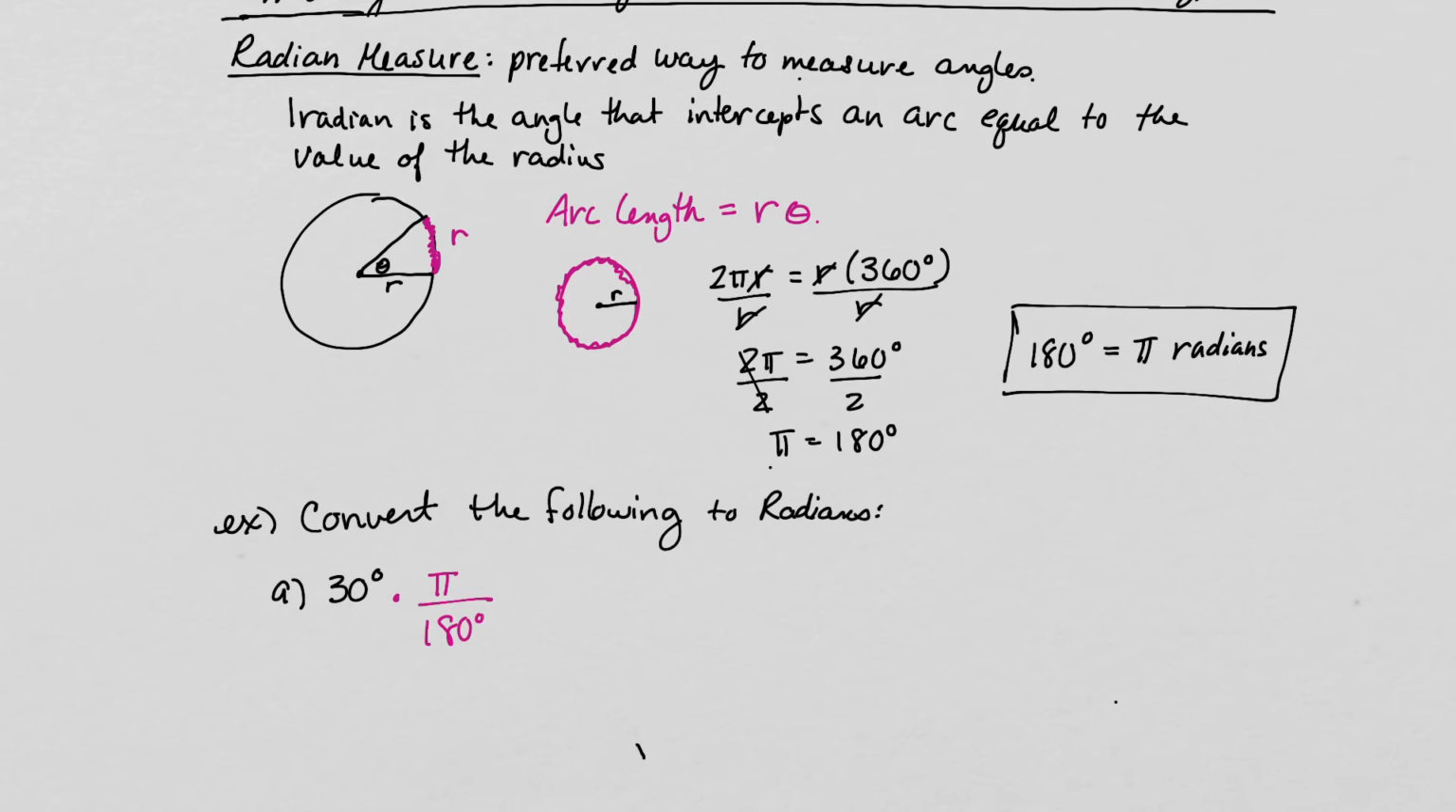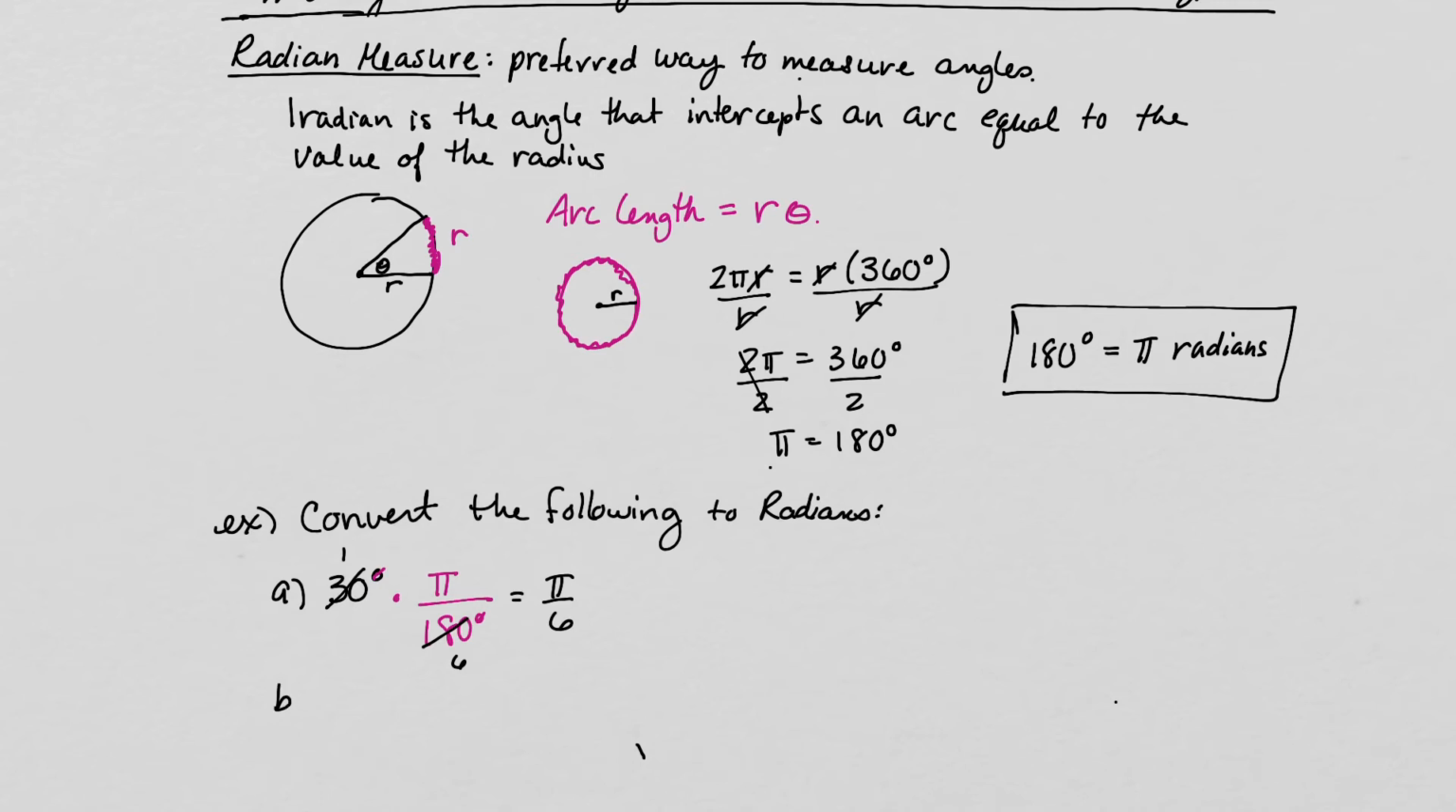And notice I didn't write the radians part. In this case, we're not going to divide it out on a calculator. Your answers are going to potentially have pi's in them. So the degrees would cancel. 30 goes into 180 6 times. So we end up with pi over 6.